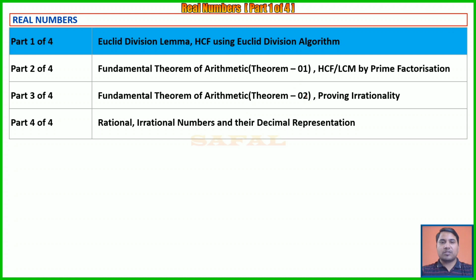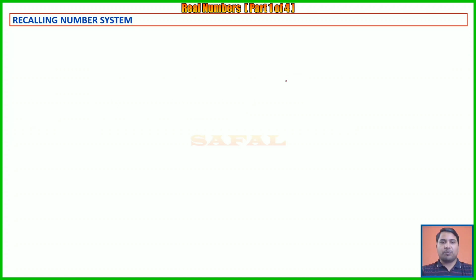So let's start with the first session, that is Euclid division lemma and how to find HCF using Euclid division algorithm. Before starting Euclid division lemma, it's very important for us to recall the numbers we have studied in class 9th. The first number we have studied is natural numbers, which we used for what? Counting purpose. So the numbers like 1, 2, 3 and so on, 4, 5, 6. Capital letter N is used to denote natural numbers.